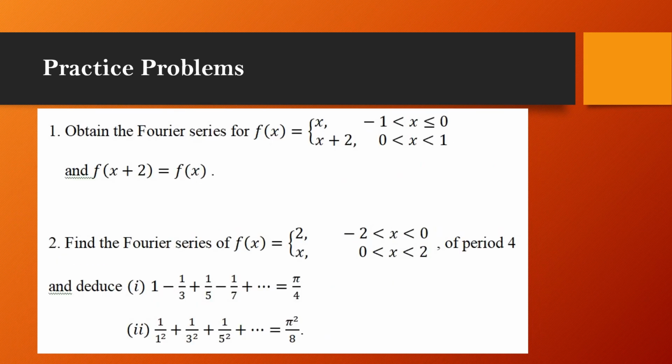Now these two questions you have to solve accordingly, where the limit is minus L to plus L. That means capital L is equal to 1 for the first function. For the second function, minus L to plus L, the period is 4 but capital L is equal to 2. You have to solve both the questions and also prove the second one.